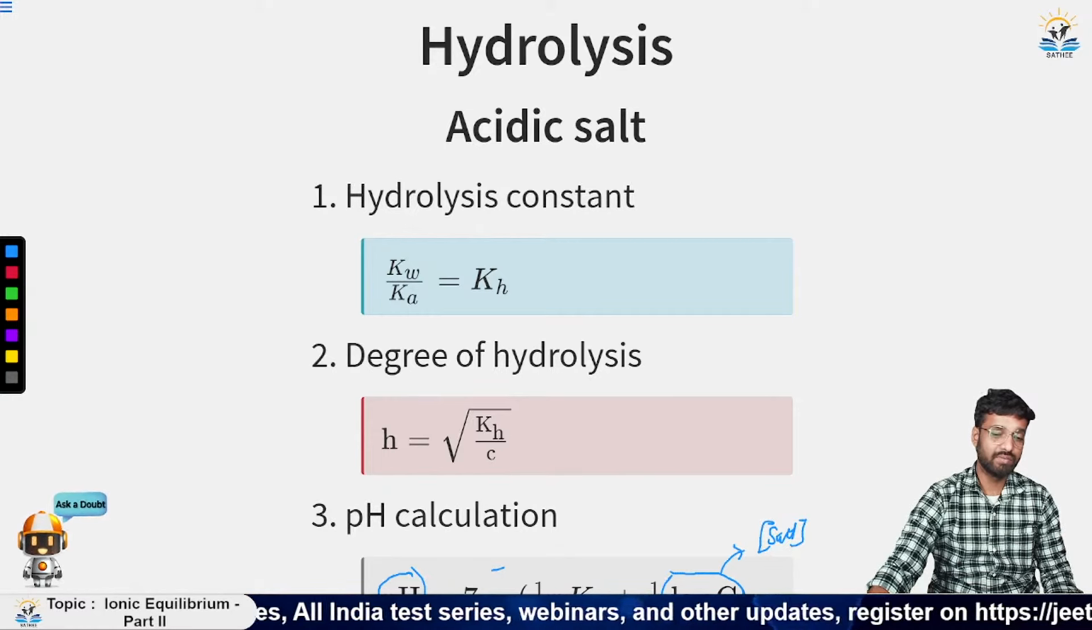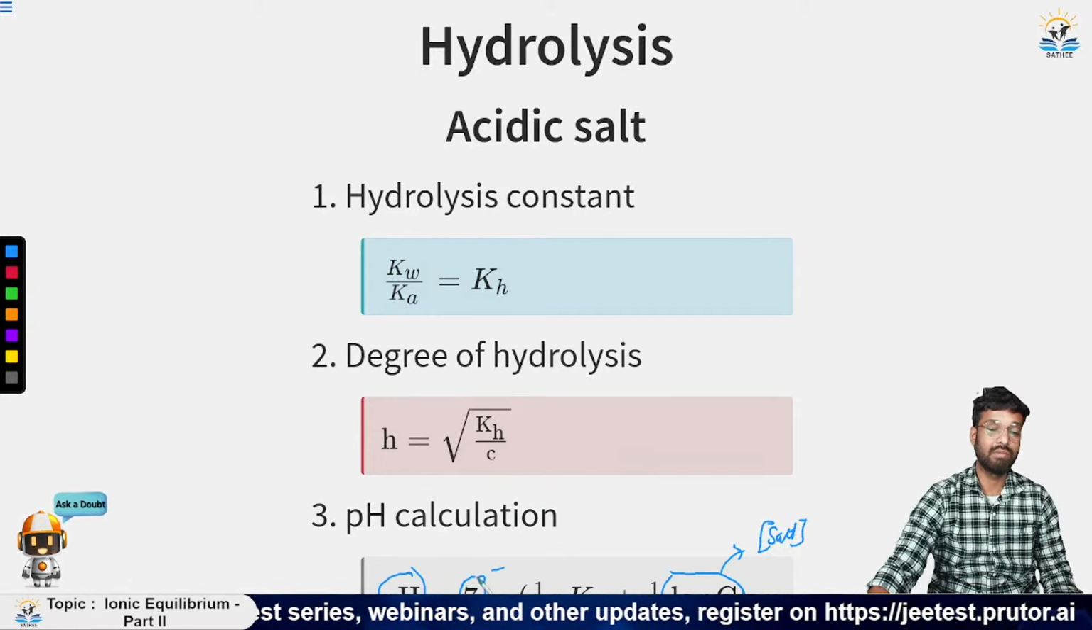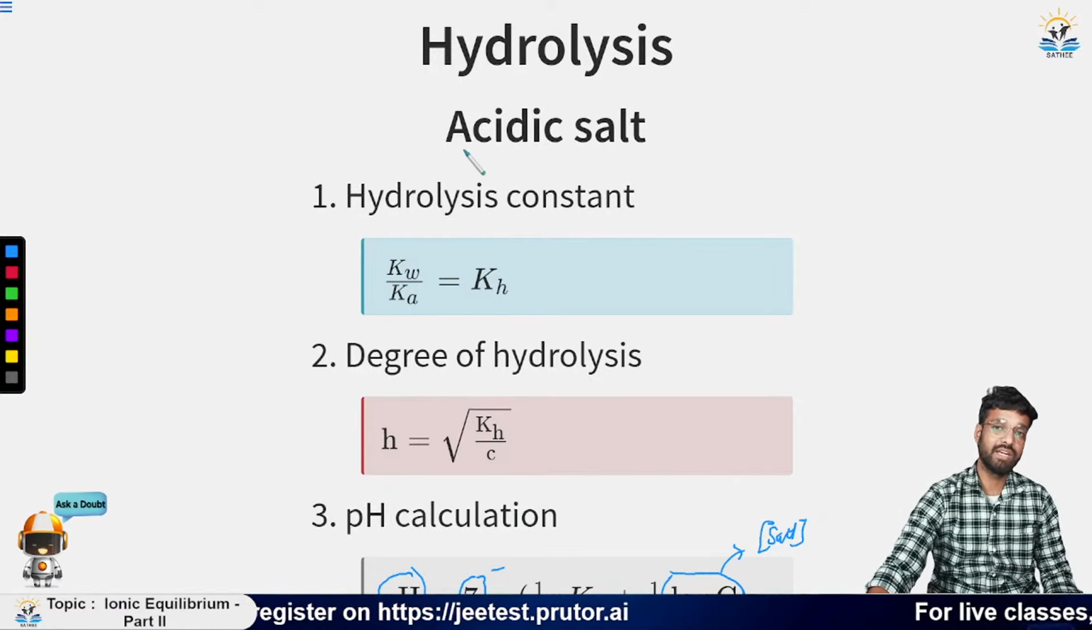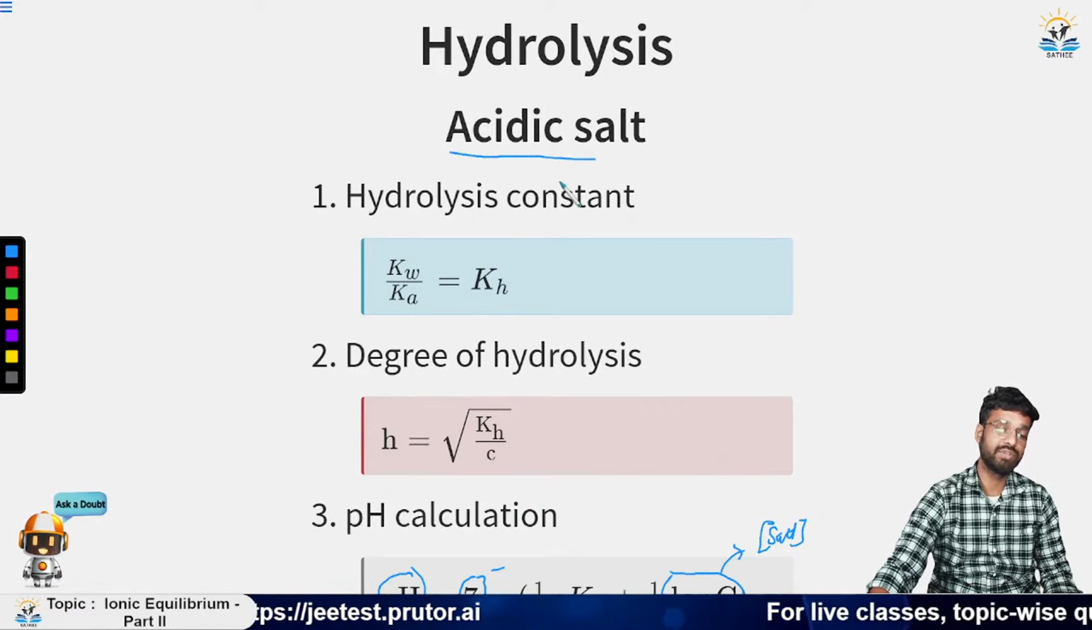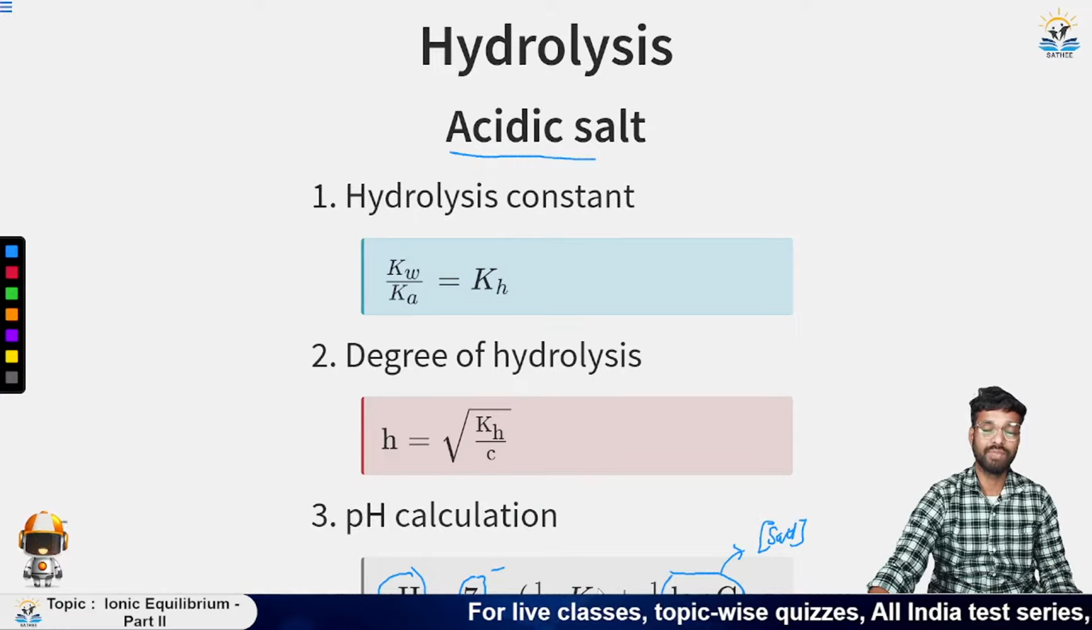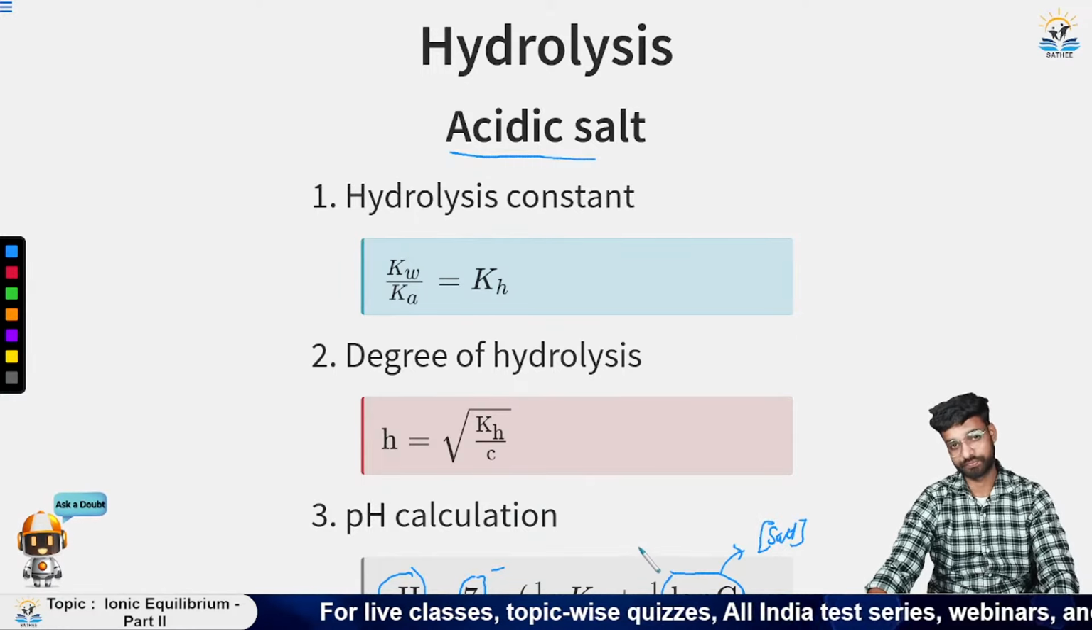Now you can see one thing very clearly from the formula, if you want to remember it, that it should be 7 minus. Why should there be a minus sign here? Because we have an acidic salt, and for acidic conditions we should have a pH less than 7. So this formula goes as 7 minus half pK plus half log C.